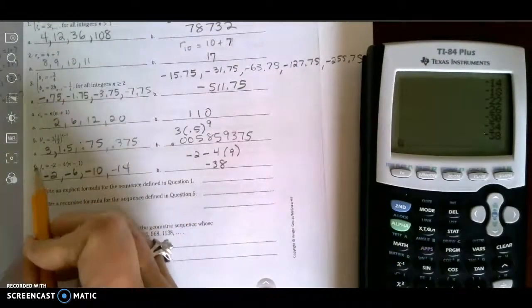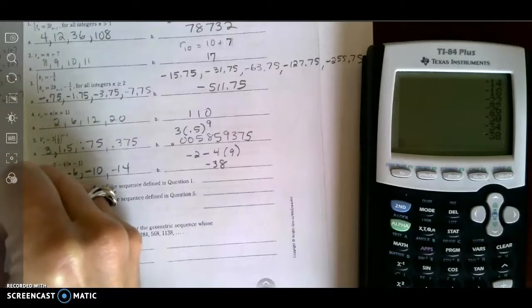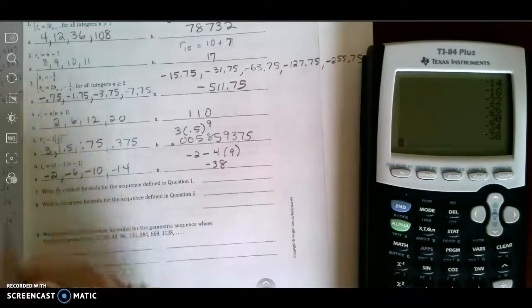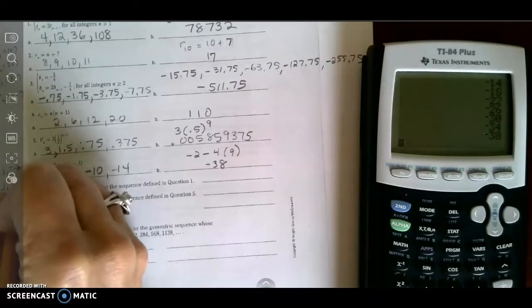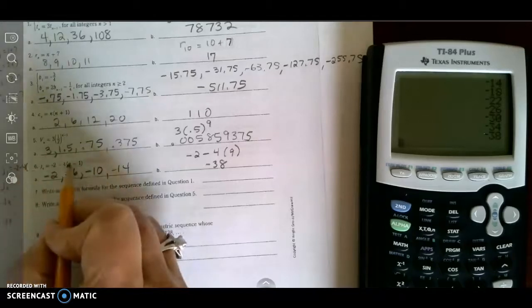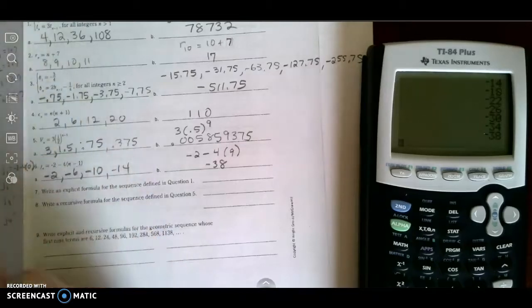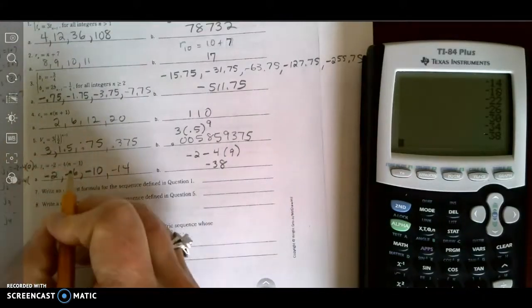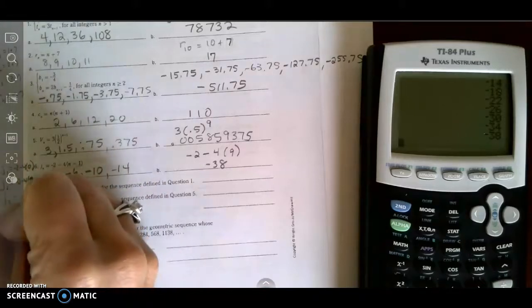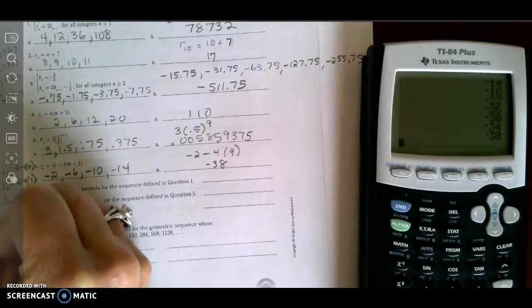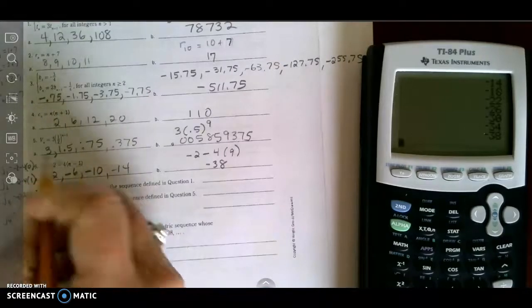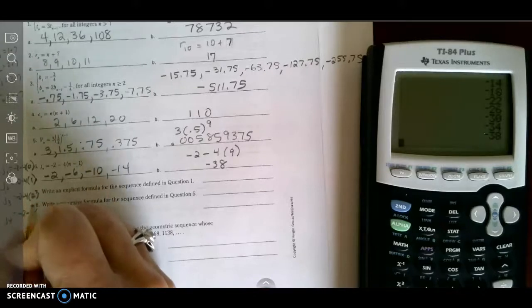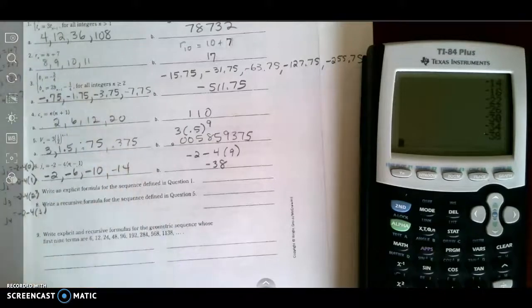To find these terms, I could have done j sub 1, j sub 2, j sub 3, and j sub 4, and done -2 minus 4 times 1 minus 1 is 0, which is how I got -2. -2 minus 4 times 2 minus 1 is 1. -2 minus 4 times 3 minus 1 would be 2. -2 minus 4 times 4 minus 1 would be 3.